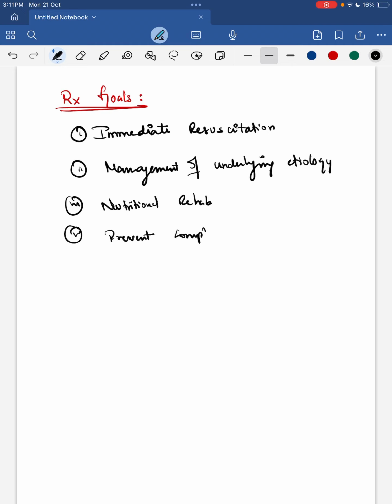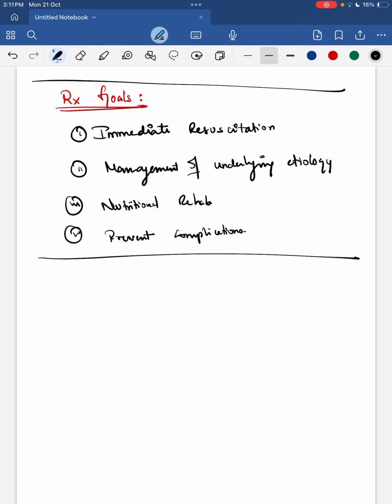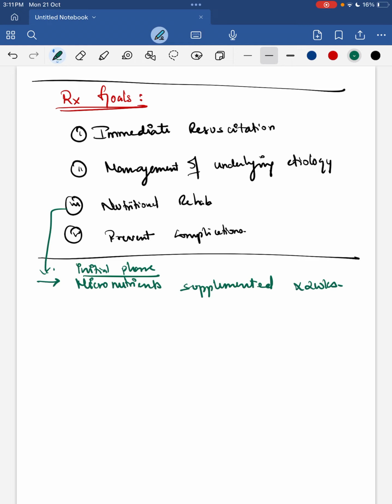In the initial phase, the micronutrients should be supplemented for 2 weeks, similar to persistent diarrhea. Next, the calorie content of the feed, or the type of food, will depend on your underlying etiology. Okay, so this is how you do nutritional rehab.